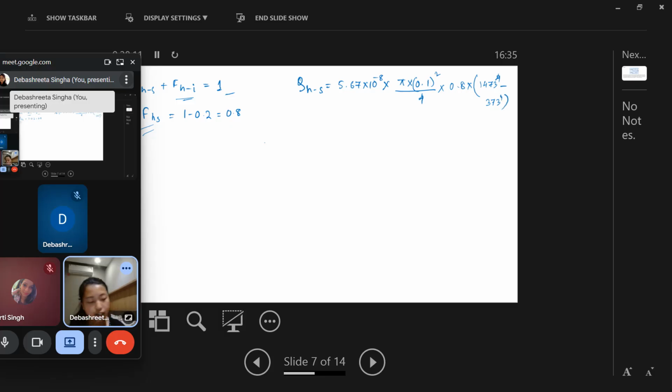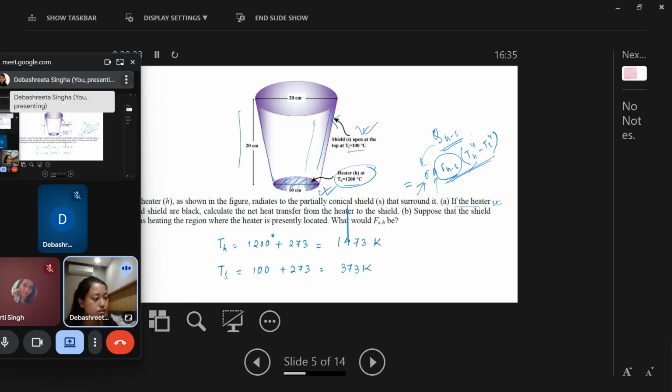So you can calculate it, you will get around 1669.41 watt. Just calculate it while practicing. We also have the next question.